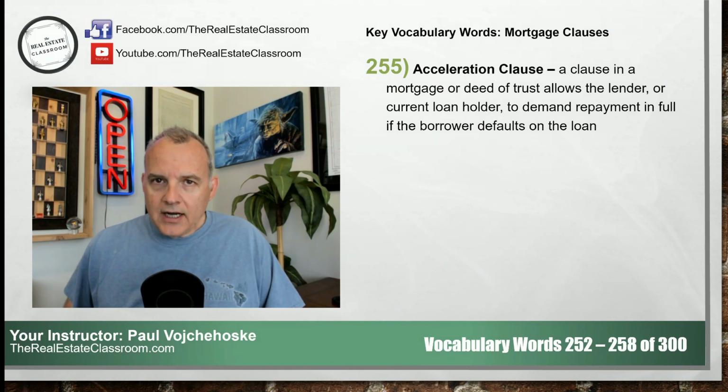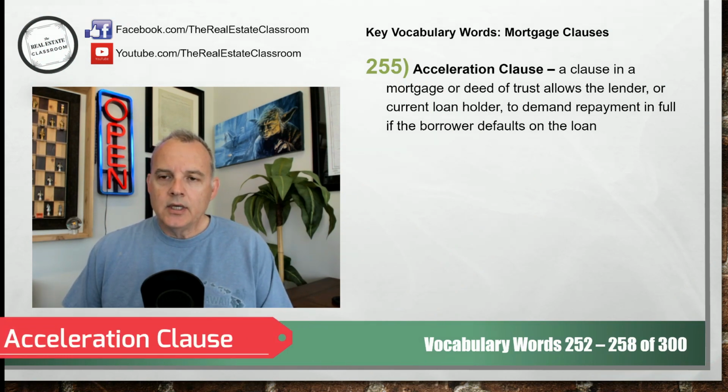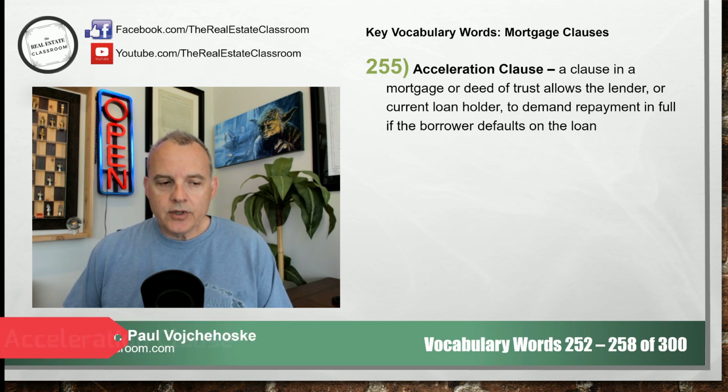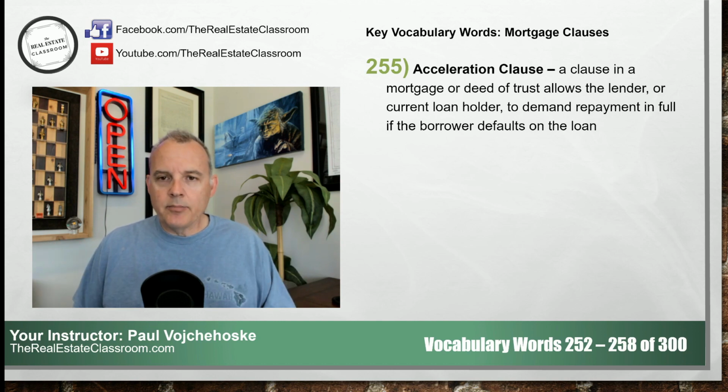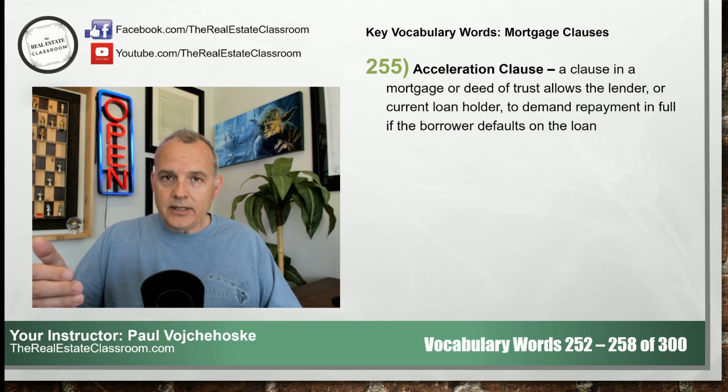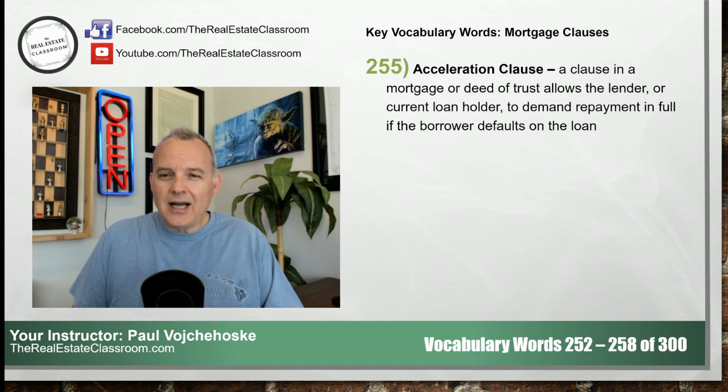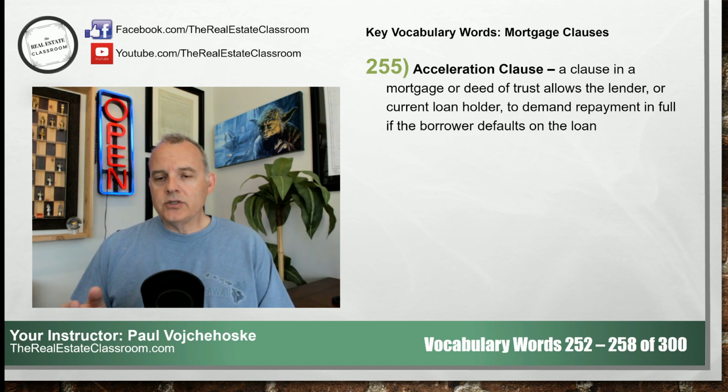Number 255 is what we call an acceleration clause. It is a clause in a mortgage or deed of trust that at the point that the borrower defaults on their monthly payments, they stop making the payments, it's a legal mechanism for the lender to foreclose on the property. And actually what happens is they accelerate the loan payment, meaning they declare the entire amount due and payable immediately. That's how the mechanism works. So they accelerate the due date, if you will. It's just there to protect the lender in the case the borrower defaults on their loan payment.